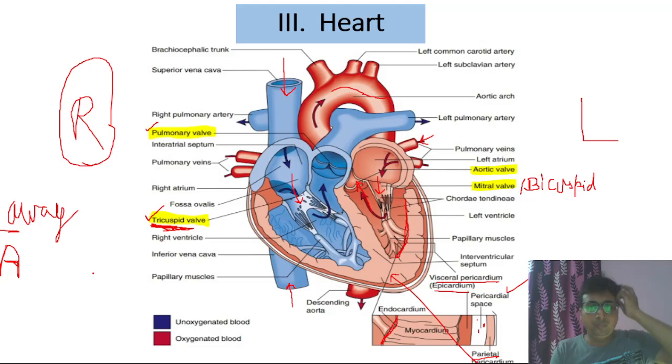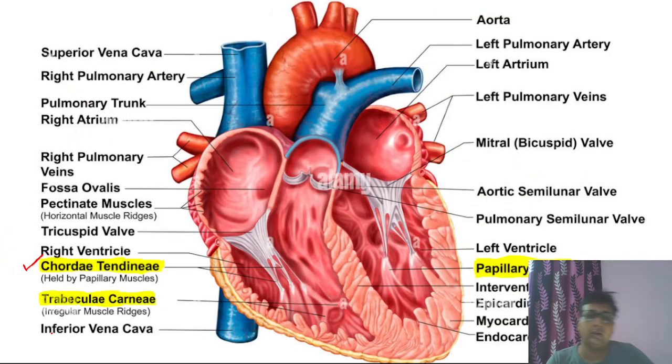Something that is also mentioned in the NCERT diagram: chordae tendineae, trabeculae carneae and papillary muscles. Trabeculae carneae: the heart is made up mainly of cardiac muscles, the myocardium we learned. They have some irregular muscle ridges which are called trabeculae carneae.